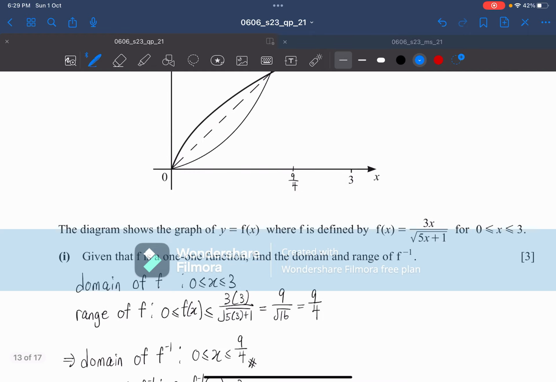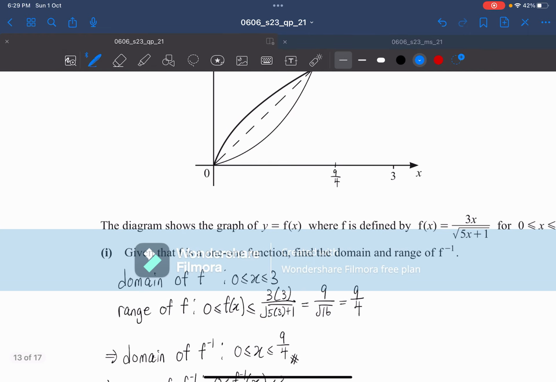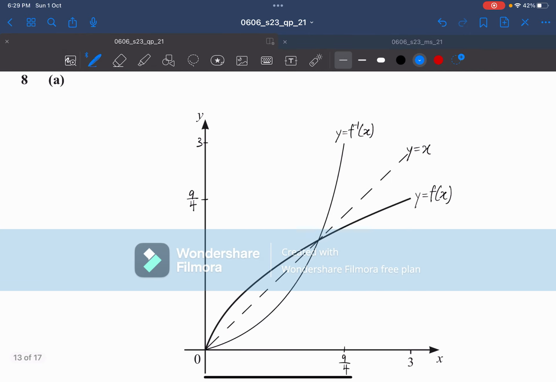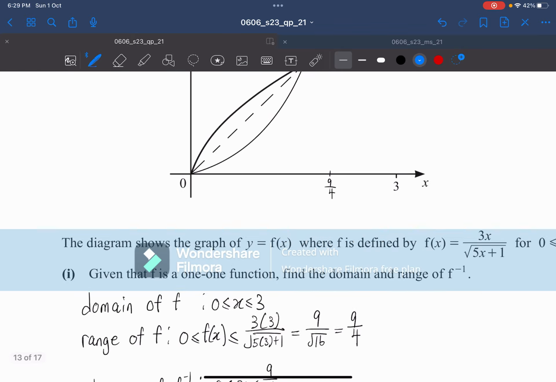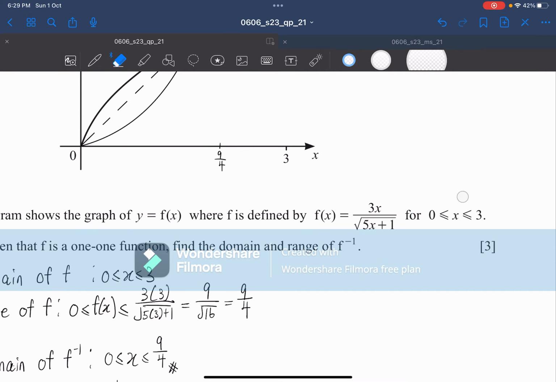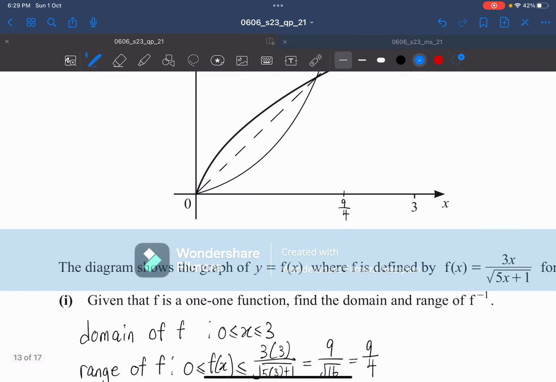So first things first, what you need to find is the domain and the range of f. And as you can see from this graph right here, it's already defined for us. The domain is between 0 and 3. They already mentioned it, actually, 0 to 3. So what we need to find remaining is just the range of f.